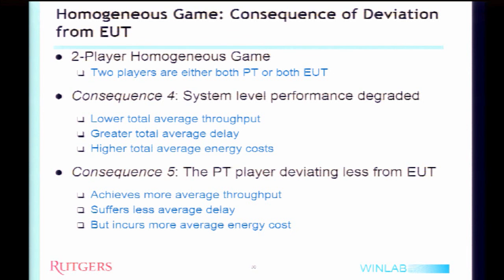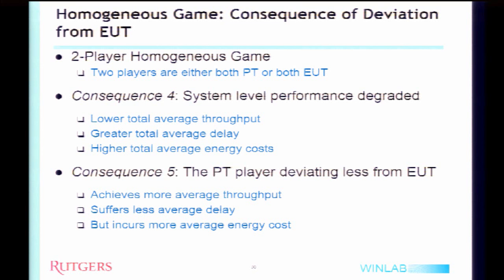So the second game is the homogeneous game, and the homogeneous game means that both players are either both PT or both EUT. Mathematically, the heterogeneous game is a special case of the homogeneous game, but they carry different physical meanings. For the homogeneous game, we have these two consequences. Consequence 4 is system-level performance degradation.